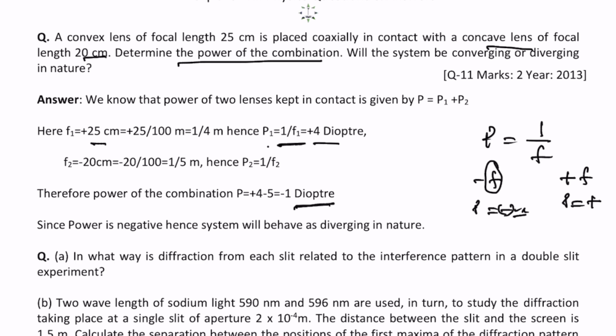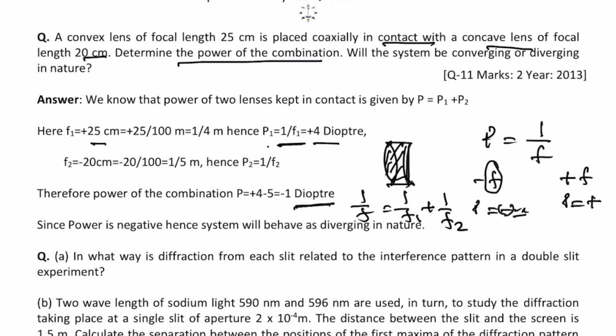Okay. So therefore the combination of the system, what is happening when two lenses are kept, a convex lens placed coaxially in contact with a concave lens. So convex and concave lenses are combined, correct? So what is the combination? What is F? The combined F is 1 by F1 plus 1 by F2. This is the focal length of the equivalent lens.